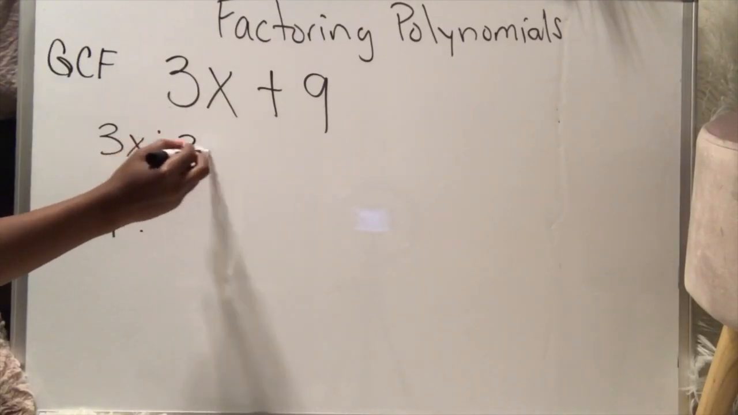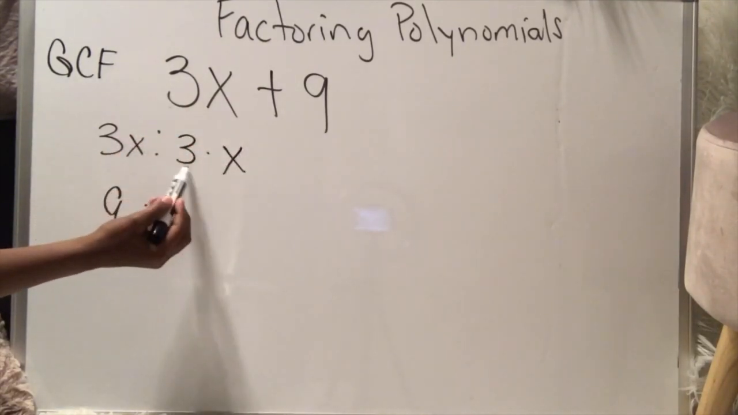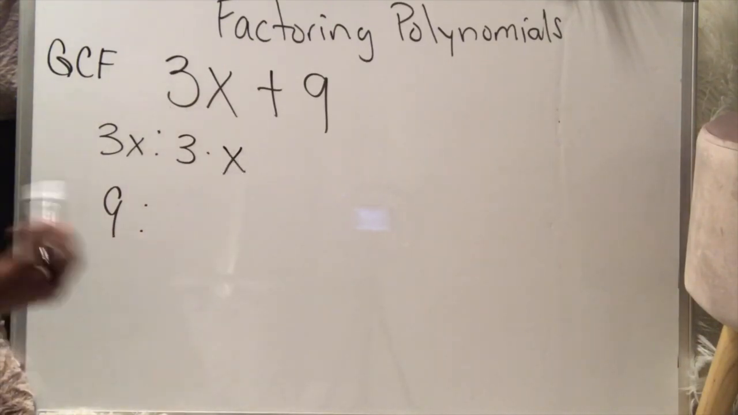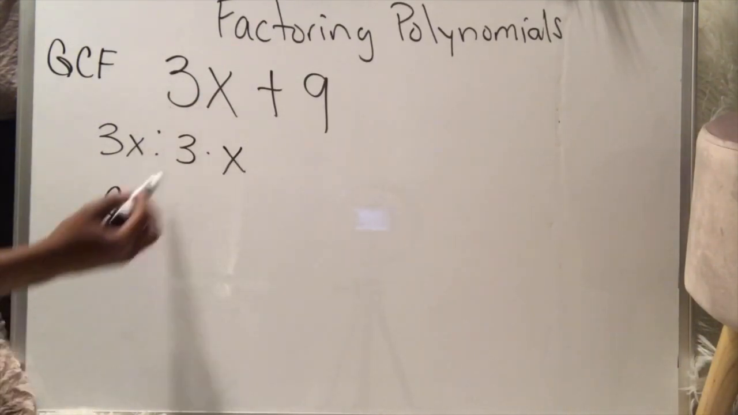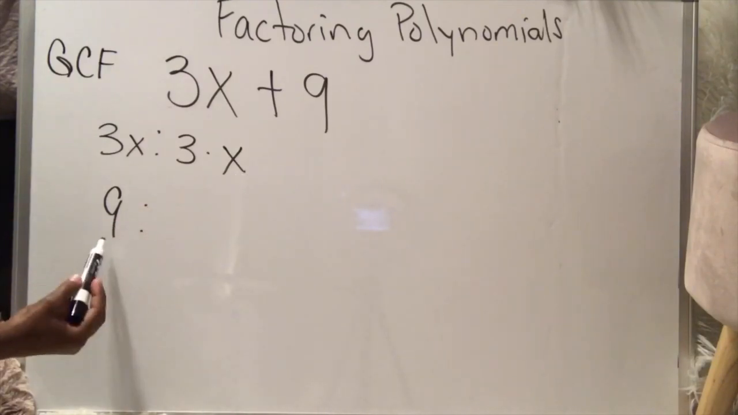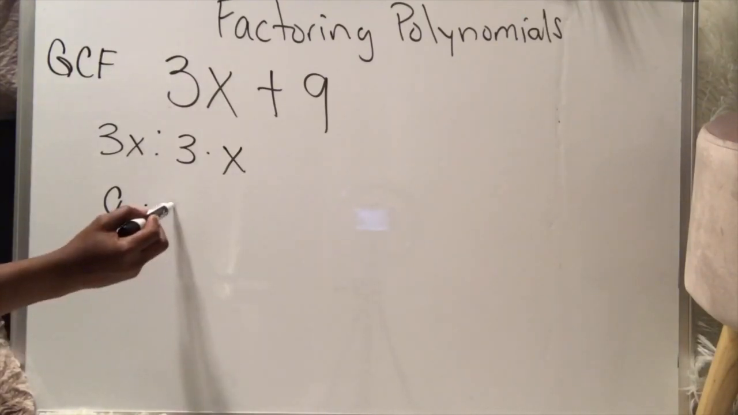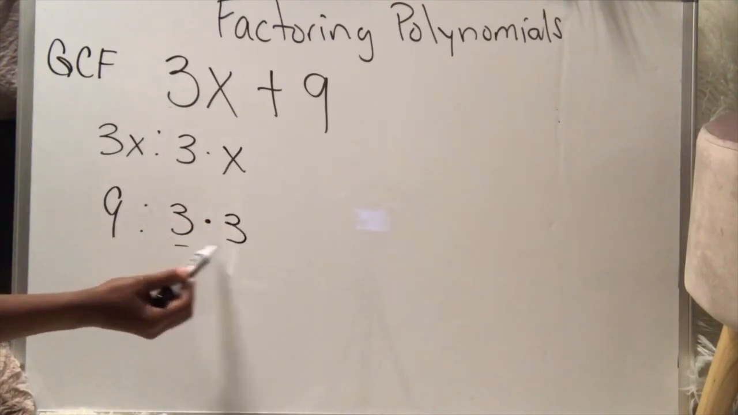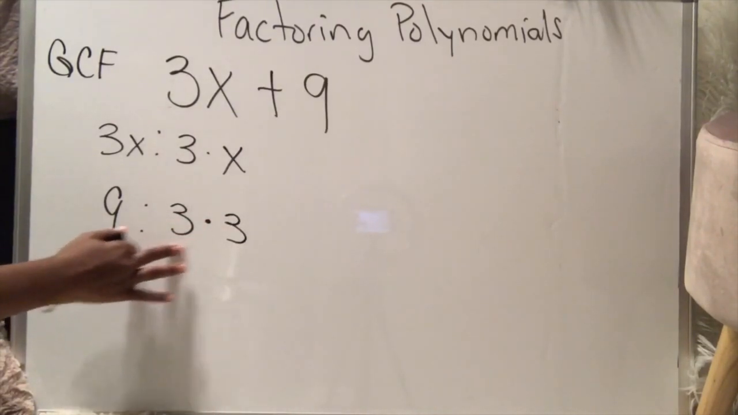So 3 times x, we know that 3 is a prime number and x is already broken down, so we don't need to break that down anymore. That's a prime number as well. In order for us to get 9 as a prime number, we have to do 3 times 3, and we know that 3 is a prime number.